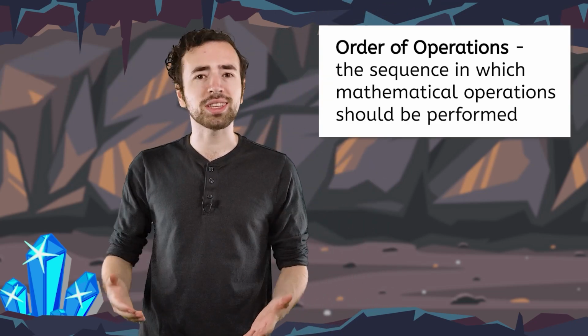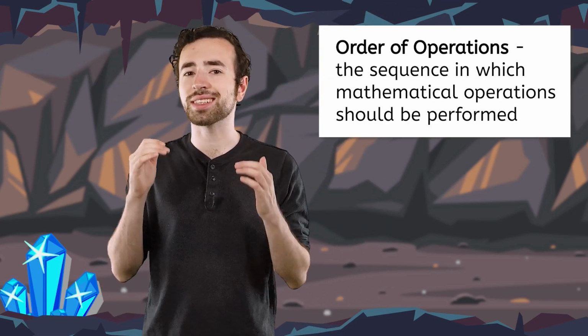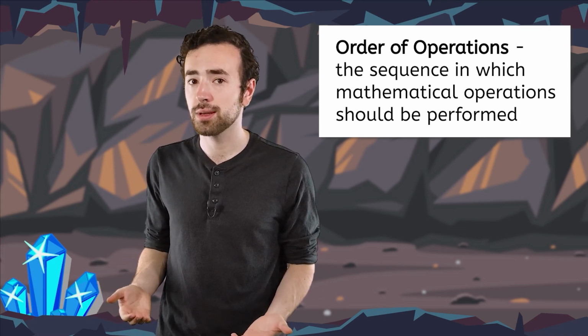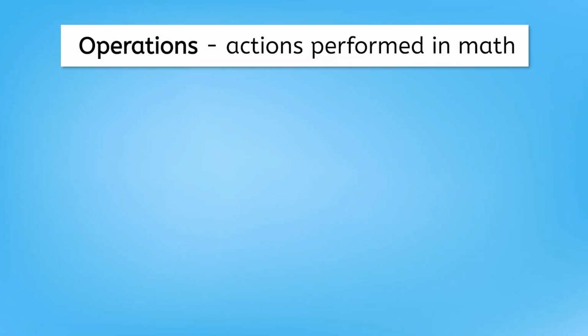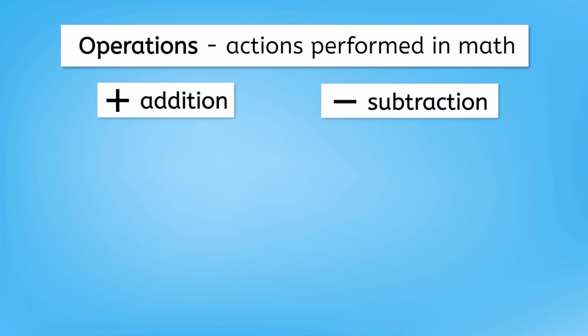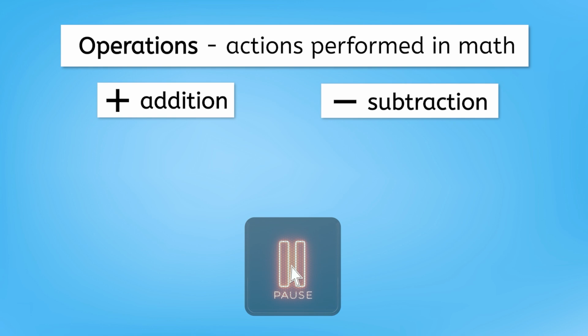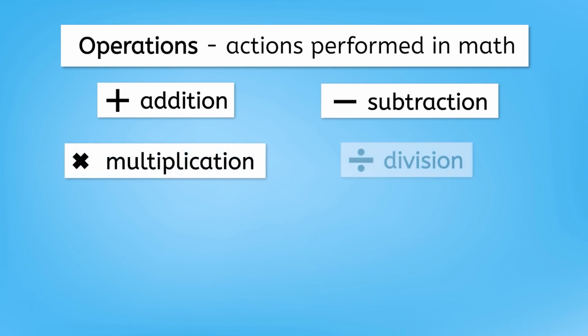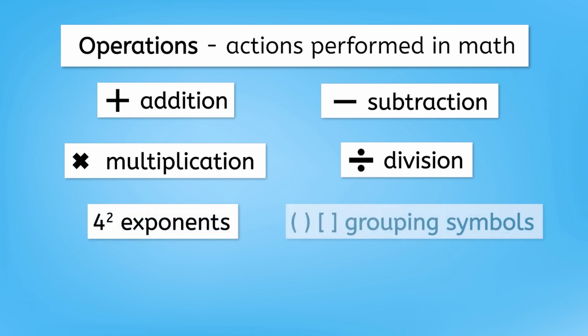The order of operations is a set of rules that tell us the sequence in which mathematical operations should be performed. Operations are the actions we perform in math, such as addition and subtraction. Can you think of any other operations? Pause the video while you brainstorm and jot down ideas in your guided notes. There's also multiplication, division, exponents, and grouping symbols like parentheses and brackets.